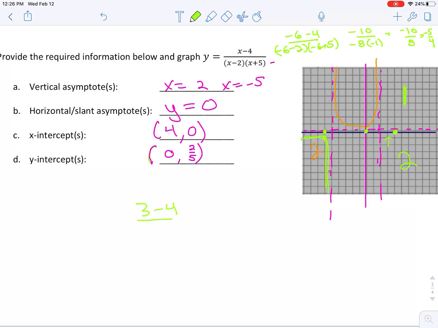So I'd have 3 minus 4 over 3 minus 2 times 3 plus 5, which would give me negative 1 over 1 times 8. And that gives me, hold on a second, I'm testing 3, 1, 2, 3, 3 minus negative 1. That gives me a negative number. That gives me negative 1 over 8.